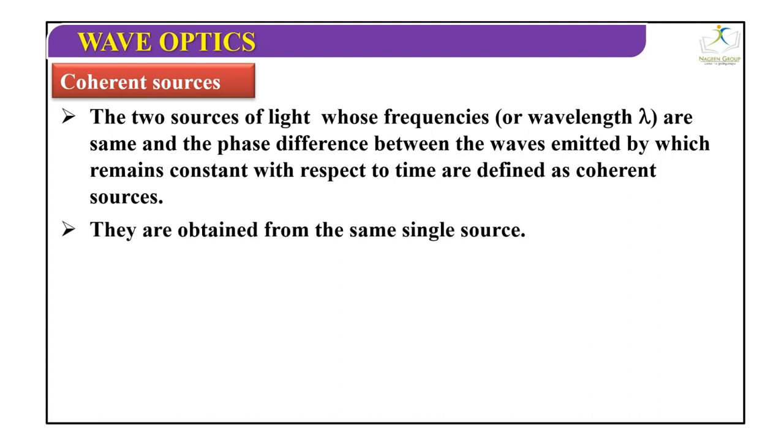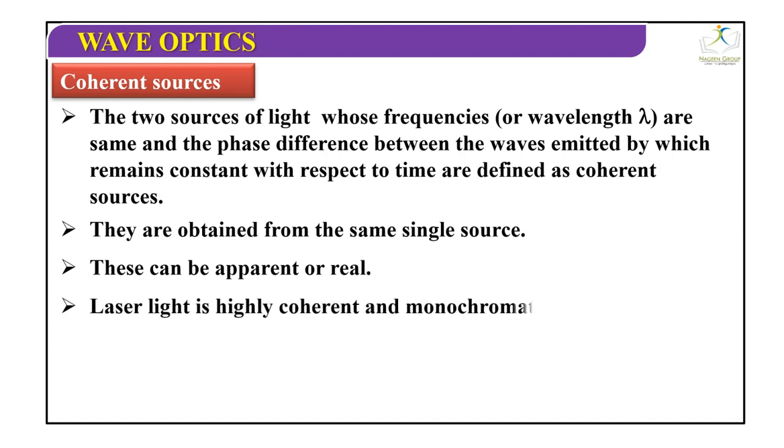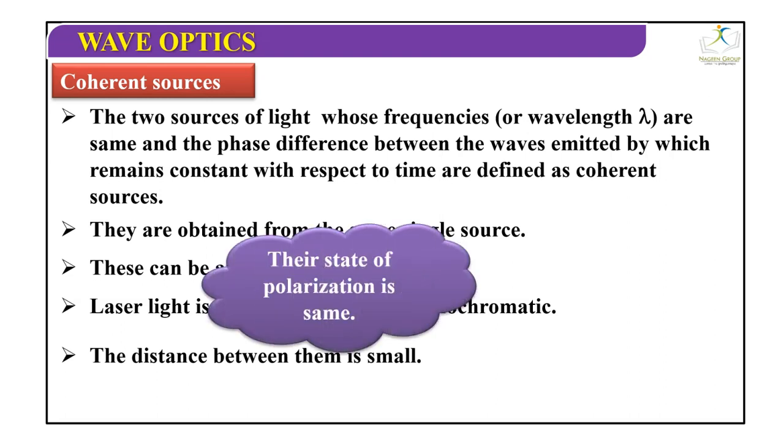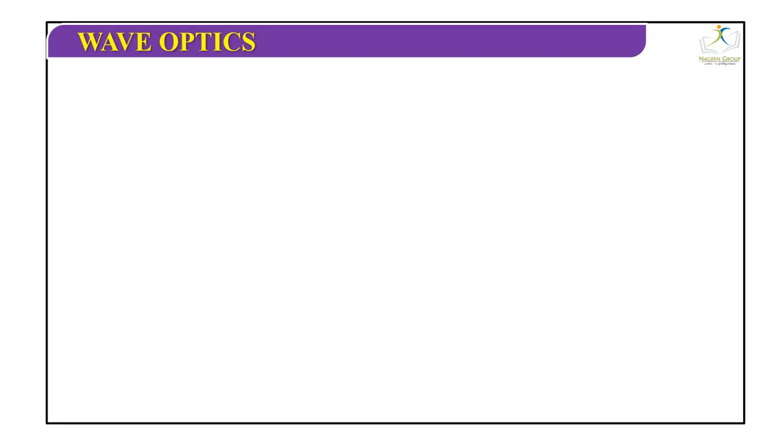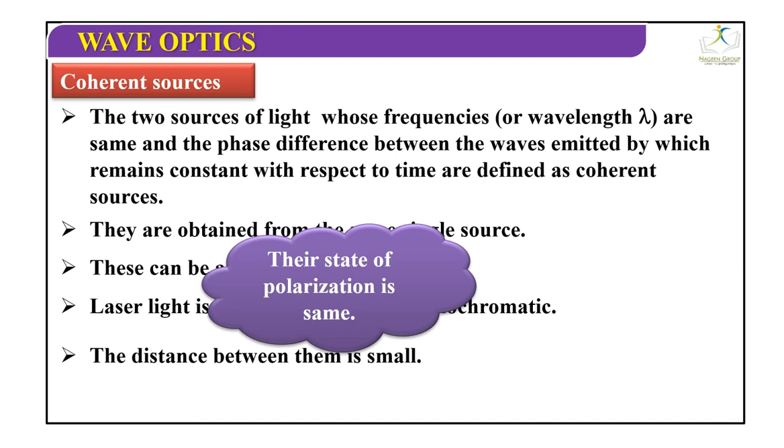They are obtained from the same single source. They can be apparent or real. Laser light is highly coherent and monochromatic. The distance between them is small.